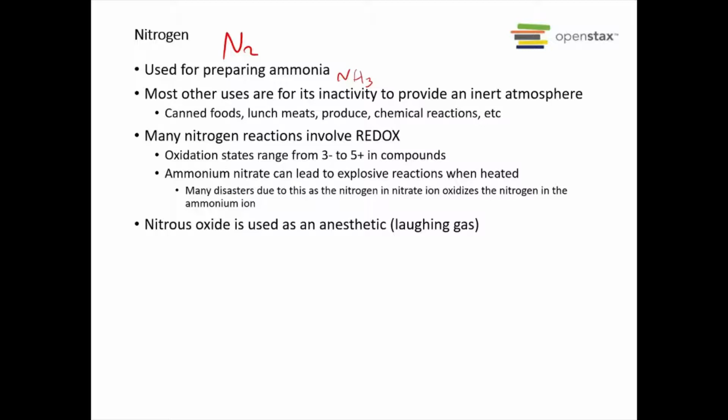And a lot of disasters have happened because what ends up occurring is the nitrogen in the nitrate ion oxidizes the nitrogen in the ammonium ion. And when that happens, it's very exothermic, and we can get very bad explosions and reactions. And a lot of people have lost their lives due to this reaction.